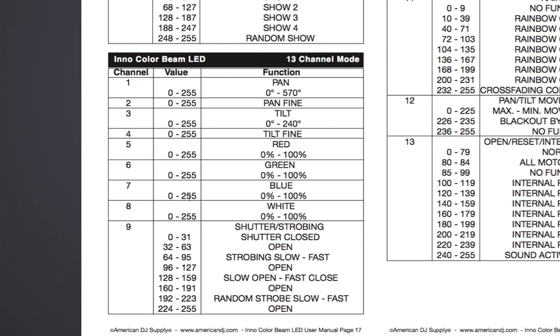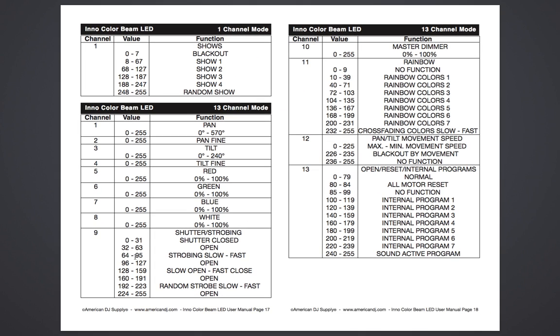Now, with the strobe function, there is no max and min on this board yet. What that means is I can't tell it where the beginning of the strobe function is. See, this one has strobing, slow open, and random open. However, I have confirmed, you've got to give it time, that they will add where you can actually tell it where the strobing is. So when you hit the strobe button, it would only go from 64 to 95 or whatever you specify it to be. But that won't come out until a later firmware update.